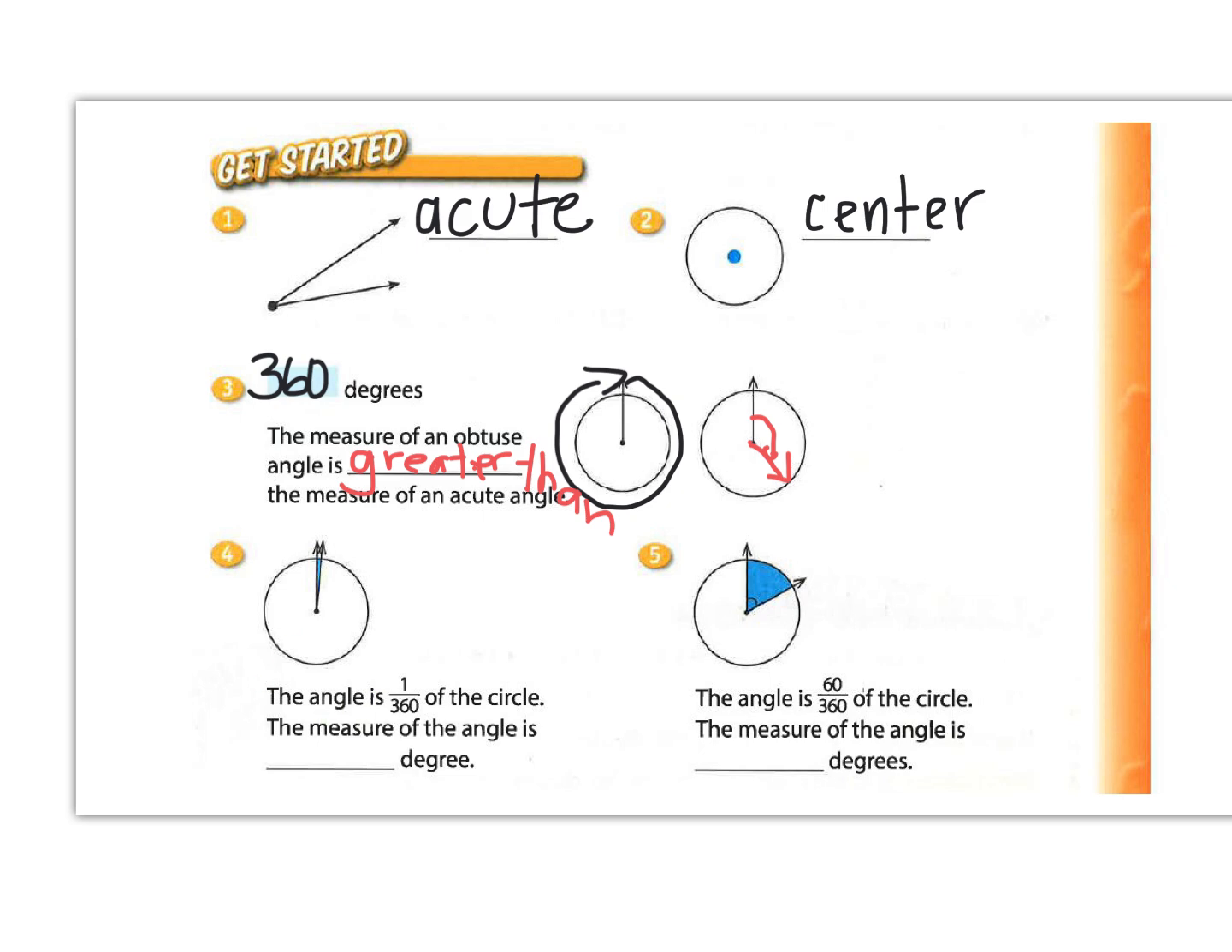Number 4, it says the angle is 1/360th of a circle, so it's a fraction. The measure of the angle is 1 degree. So there are 360 degrees in a circle, we know that. And then this little piece right here is 1/360th. The second part here, number 5, the angle is 60 over 360, so 60 360ths of the circle. The measure of the angle is then 60 degrees.